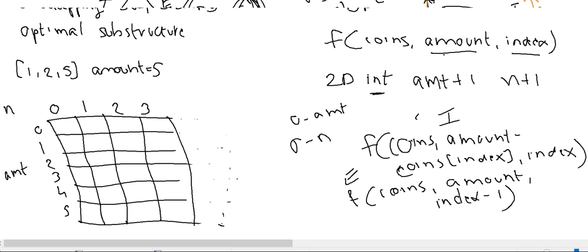So if you look at this, amount minus coin index. Suppose we are populating the cells, I will be looking at the row amount minus index, so something above me. The column is the same column here, and here we are looking at the previous column, right? So we are looking at the same column or the previous column, and all the rows above that. So if I'm populating this cell, I might be looking at all these cells. This is just to give an idea.